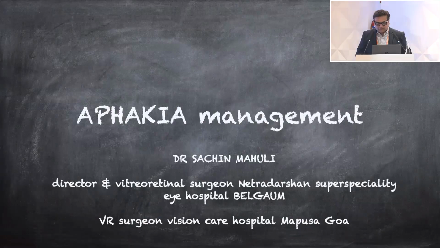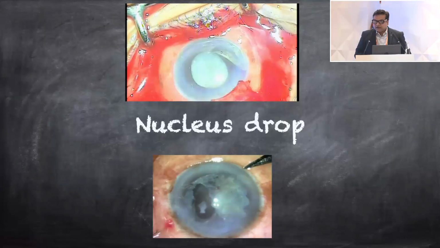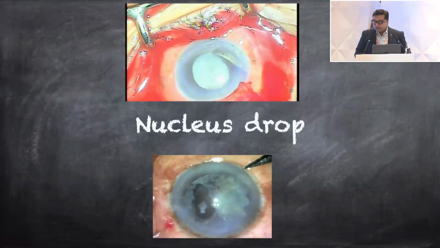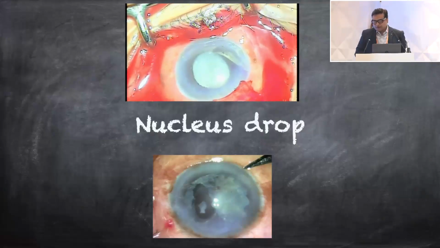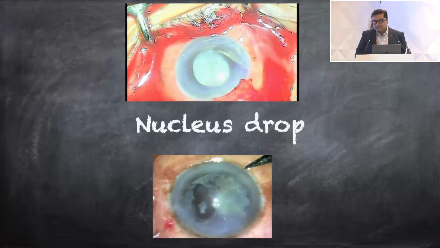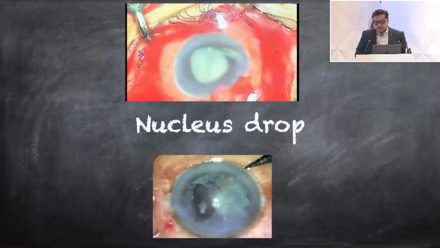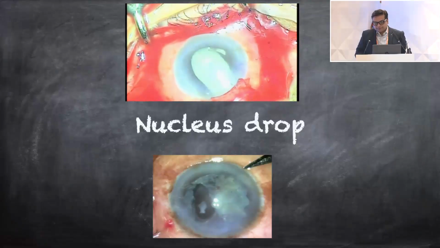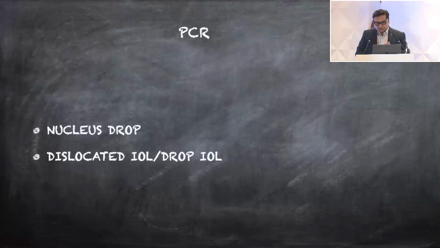Aphakia still remains a very common complication of cataract surgery, and it's every anterior segment surgeon's nightmare to leave the patient aphakic. The most common causes are nucleus drop intraoperatively, or it could be an IOL drop, post-traumatic, or multiple reasons. It could be weak zonular support, or it could just be phimosis of the capsule which causes dislocation of the IOL in the longer run.